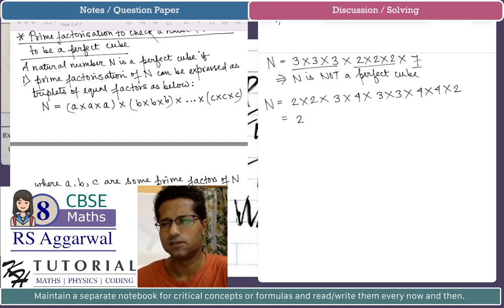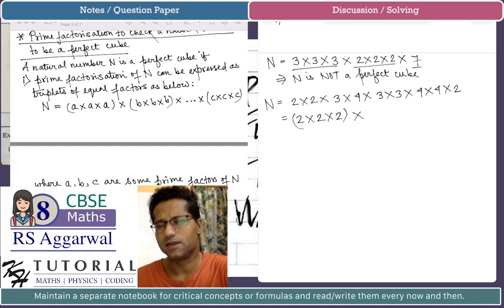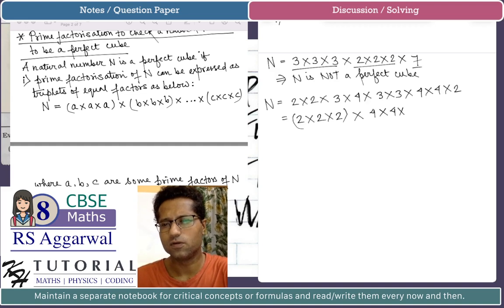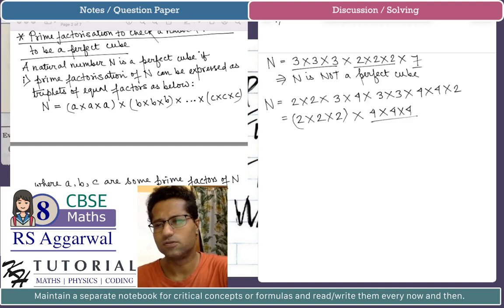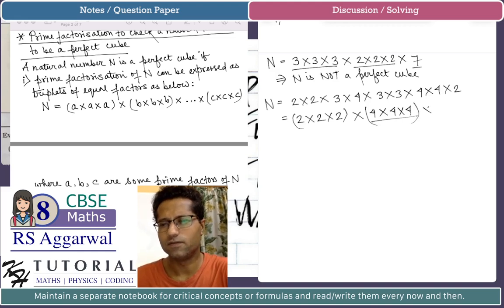So how many 2's are there? There are three 2's, so I can form a triplet with all the factors of 2. So this is one triplet formed, and I can also see there are three 4's, so I will form a triplet of the prime factor 4. I can also see there are three prime factors 3, so I will form another triplet of the prime factors 3.